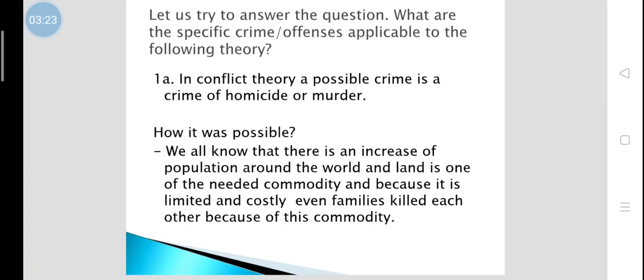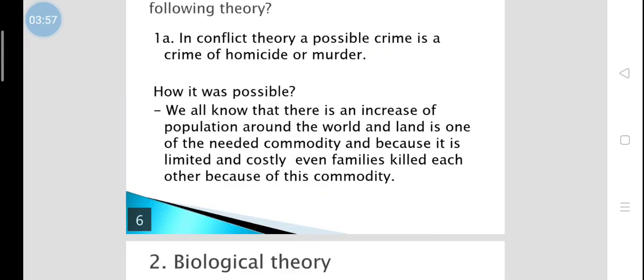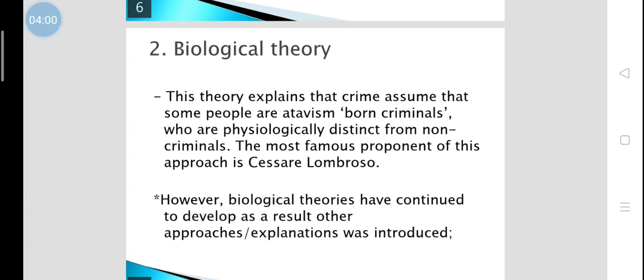Another one. In conflict theory, a possible crime is homicide or murder. How is it possible? We all know that there is an increase of population around the world, and land is one of the needed commodities, and because it is limited and costly, even families kill each other because of this commodity. If you still remember the example we discussed about the brothers who killed each other because of land.